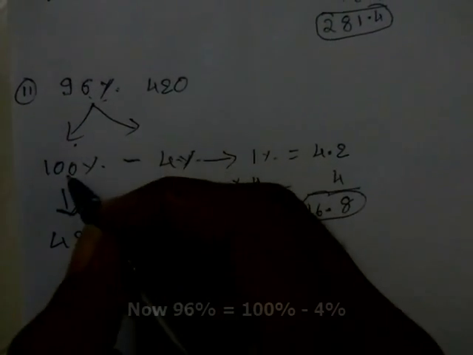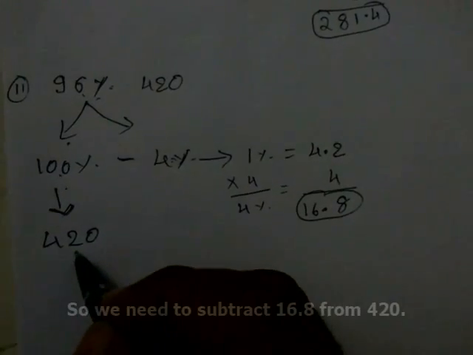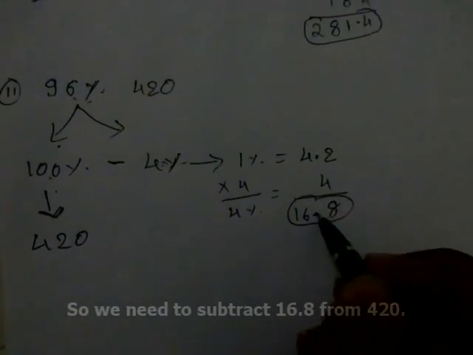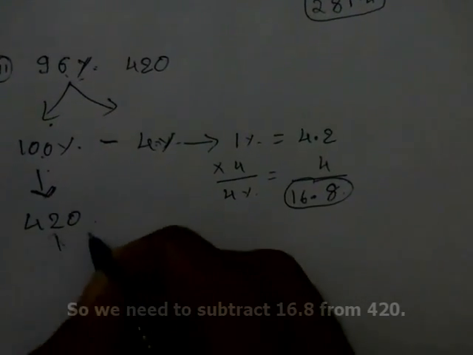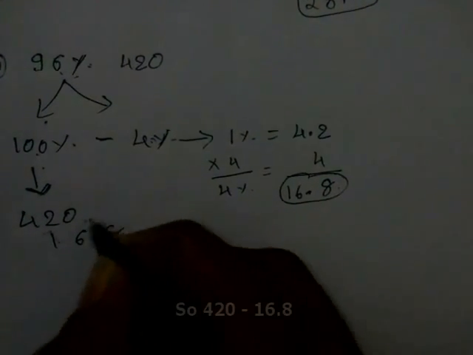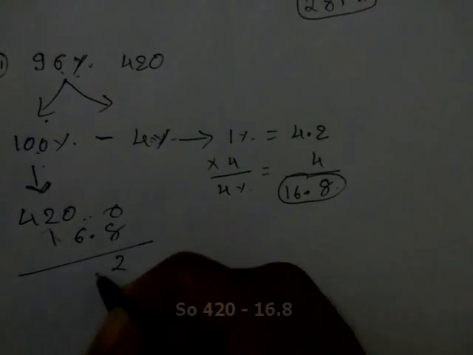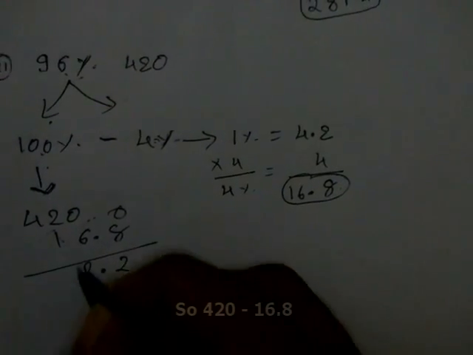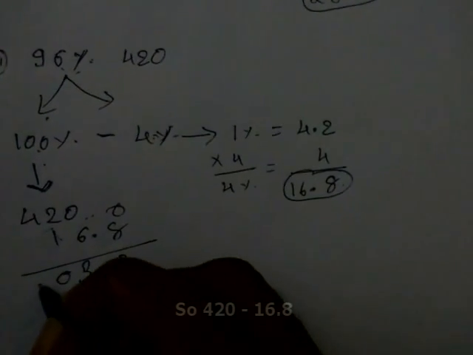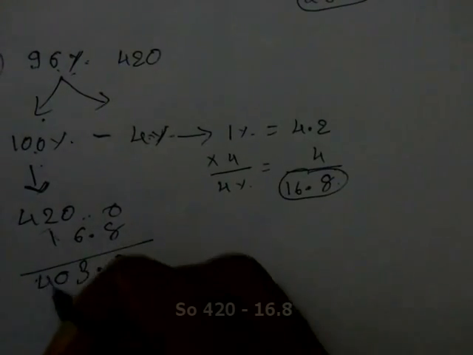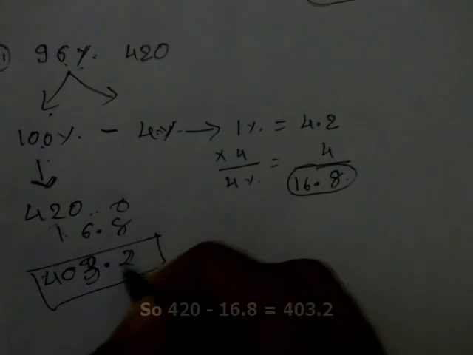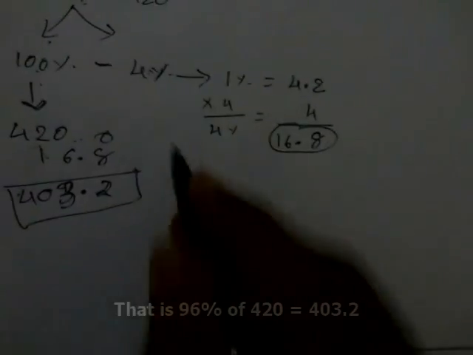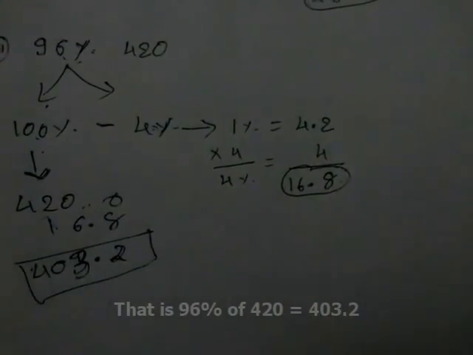Now 96% is 100 minus 4%, so we need to subtract 16.8 from 420. So 16.8 here, 2, 3, 0 and 4. So our final answer is 403.2. That is 96% of 420 is 403.2.